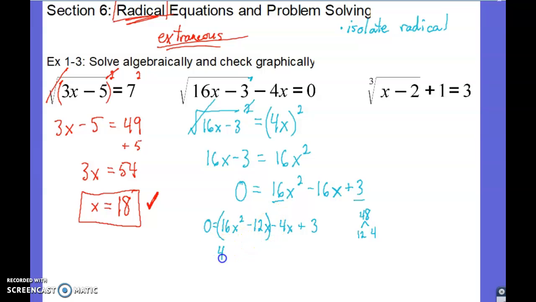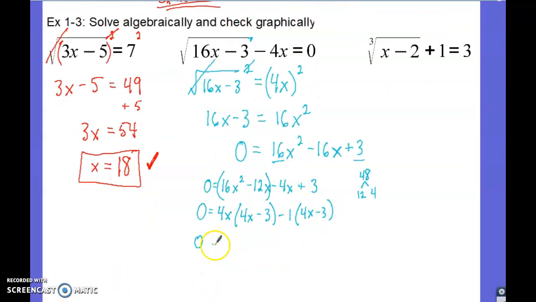So I believe that's 4x. What do we have? 4x minus 3. And then factor out a 1. So that's 4x minus 3. This is taking me a while. Hopefully you're following along. If not, feel free to write down any questions you might have. 4x minus 3 and 4x minus 1.